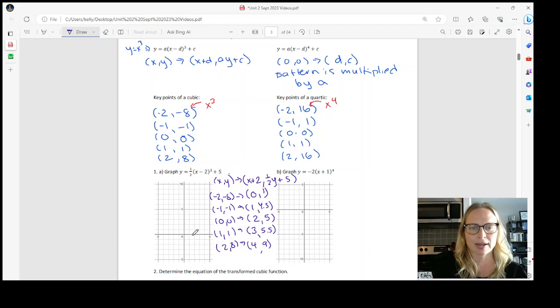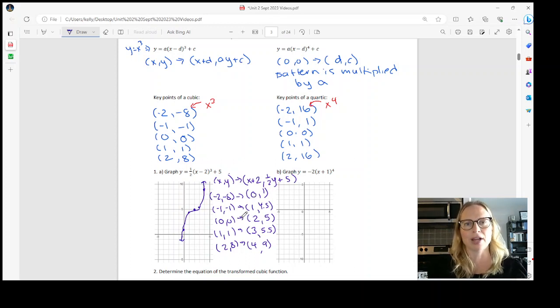Now, plotting my points, I have (0, 1), (1, 4.5), (2, 5), (3, 5.5), (4, 9). And I'm going to join them into a smooth curve that flattens out in the middle before increasing. Okay, that's not the smoothest, but I think you will do better with pencil on paper. So this method is okay.